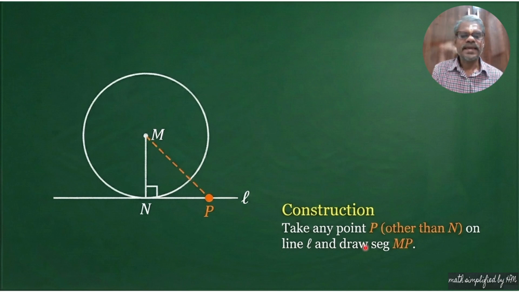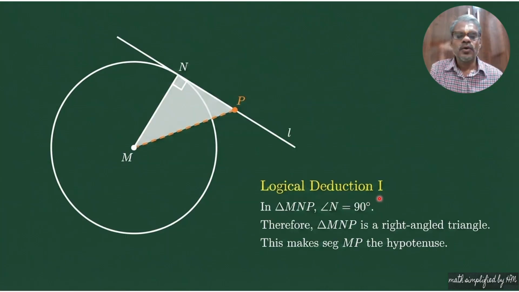Construction: take any point P other than N on line L and draw segment MP. Logical deduction 1. In triangle MNP, angle N is 90 degrees. Therefore, MNP is a right angled triangle. This makes segment MP the hypotenuse.